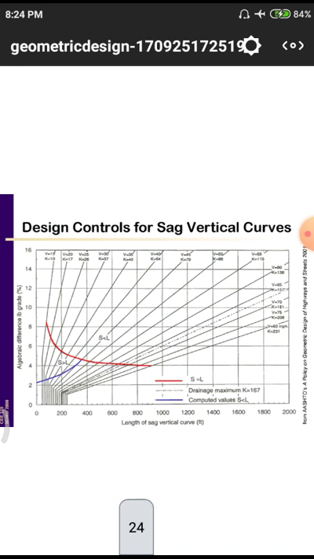This is another curve. For hogging and sagging both, we have these curve philosophies. This is totally about vertical curves and the design of vertical curves.